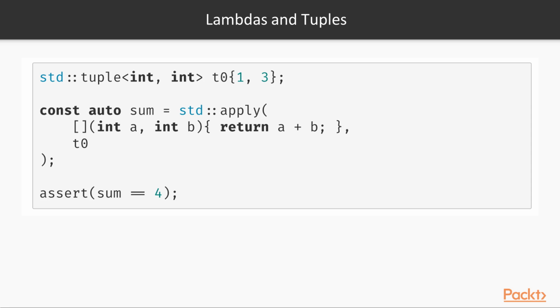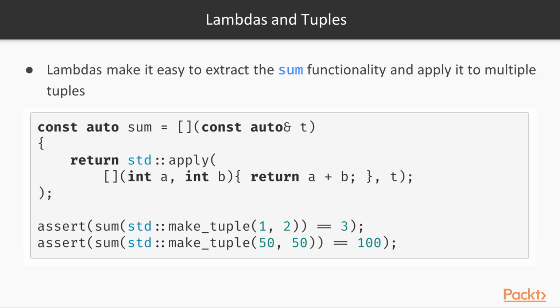If we use std::apply on t0 and this lambda, we will get back 4, which is the sum of 1 plus 3. Lambdas make it easy to extract the sum functionality and apply it to other tuples. What we can do is create this new sum lambda that takes a tuple and then returns std::apply of the previous lambda and the t that we're taking as an argument.